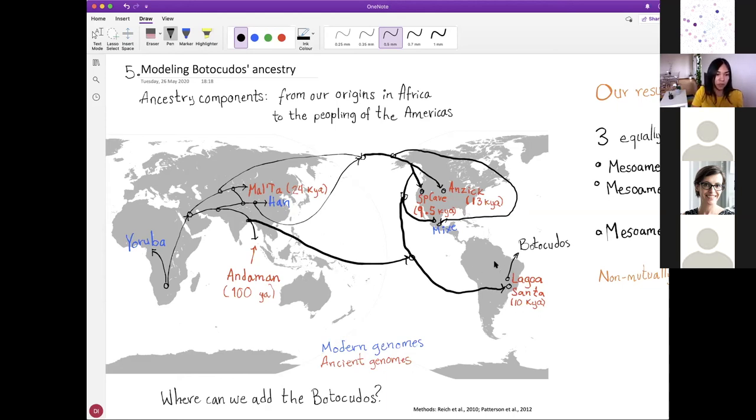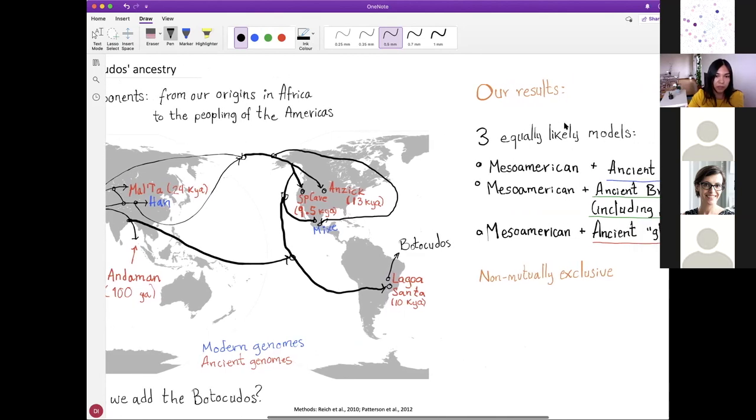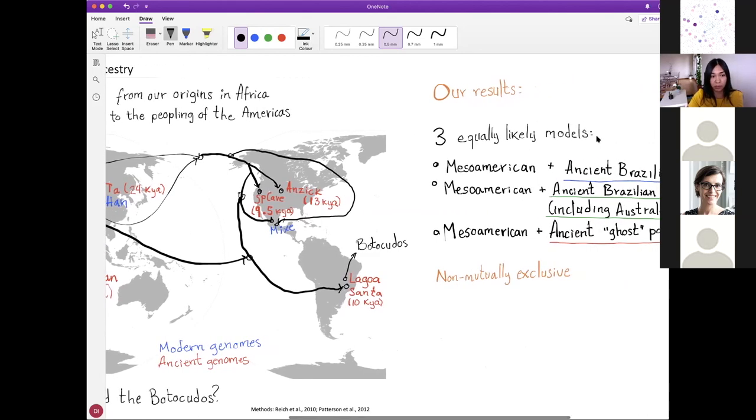So now the question I have is, where can I add our population, the Botocudos, in this graph? And we run some models and compare them. And I'm explaining here three equally likely models, our best models, to explain the ancestry of this group. So in all the three models, I need an input of Mesoamerican ancestry. So something that's related to this Mexican genome that I have here. And this stream of ancestry branches out somewhere here, here. So this is common to the three models.